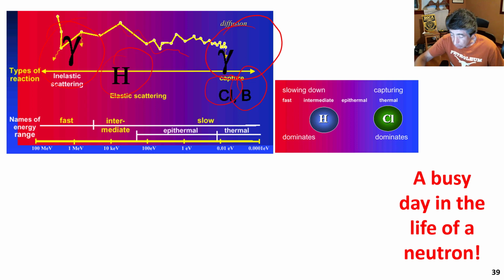But in general, in our business, we have to worry about hydrogen because that's for elastic scattering, loss of energy, and chlorine because of the ability to absorb thermal neutrons. Those are the two things that we understand, hydrogen and chlorine.